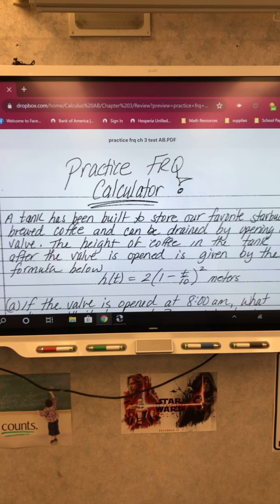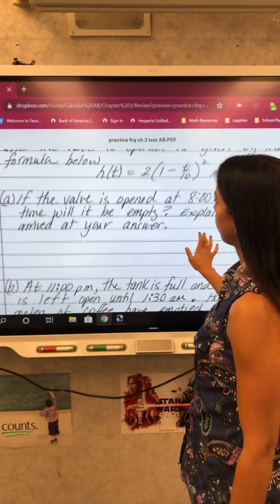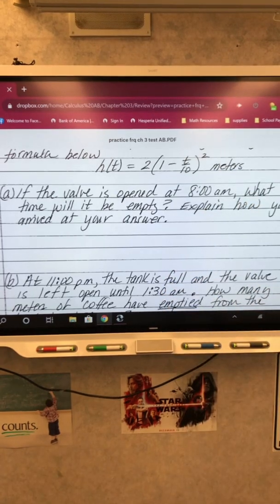Okay, so for part A, it says, if the valve is opened at 8 a.m., what time will it be empty? Explain how you arrived at your answer. Well, when it's empty, that means the height is 0. So we need to set that equation equal to 0 and solve for t and figure out how long it takes, and then we'll be able to figure out what time that will be.